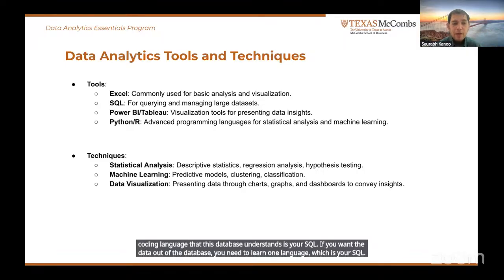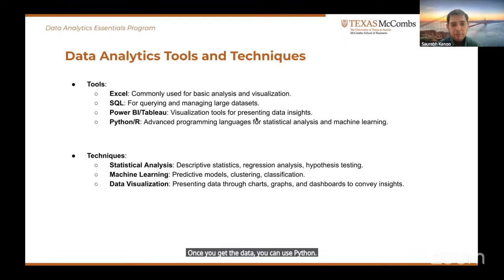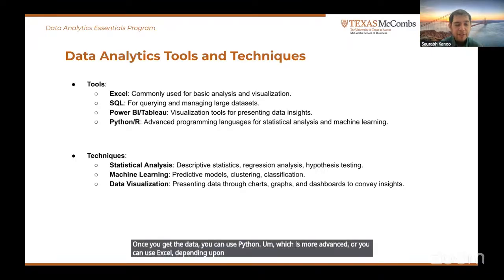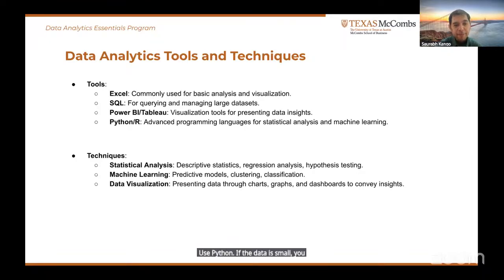Once you get the data, you can use Python, which is more advanced, or you can use Excel, depending upon how much the data is. If the data is too large, use Python. If the data is small, you can use Excel. And in order to create those charts that you want to present to your stakeholders, can I say we need to learn a visualization tool, either Power BI or Tableau?